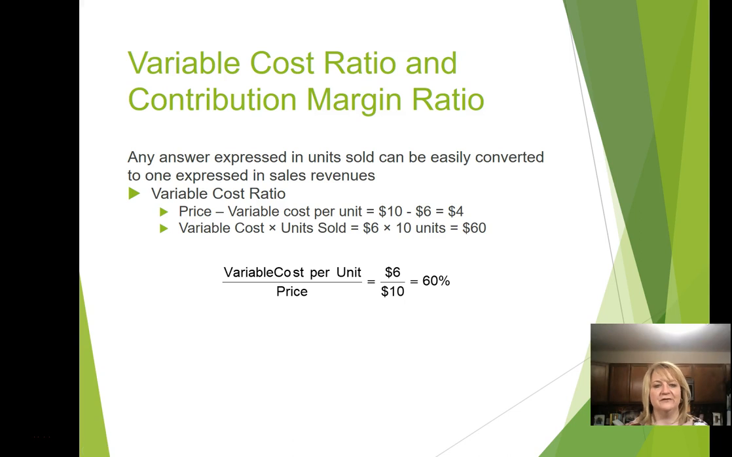Variable cost ratio and contribution margin ratio. Any answer expressed in units sold can easily be converted to one expressed in sales revenue. For the variable cost ratio: price minus variable cost per unit equals $10 minus $6, which is $4. Variable cost times units sold, $6 times 10 units equals $60. Variable cost per unit divided by price, 6 divided by 10, is 60%. So that's how you do that.